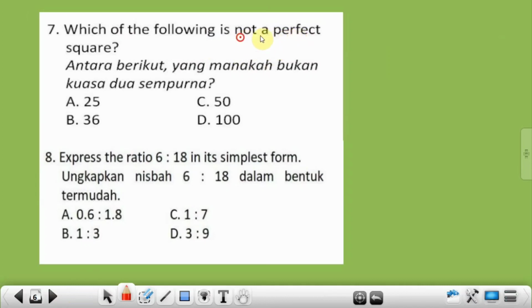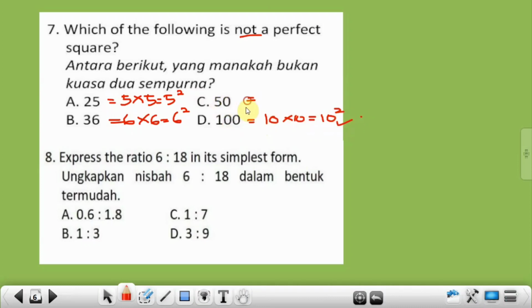Okay, next. Which of the following is not a perfect square? Okay, so what is a perfect square? Like this is a perfect square because 5 times 5 is equal to 5 square. So this is a perfect square, 25. Okay, 36 is a perfect square because 6 times 6 is 6 square. So it's equal to 36. 50. Okay, we go to 100 first. This is a perfect square because 10 times 10 is equal to 10 square.